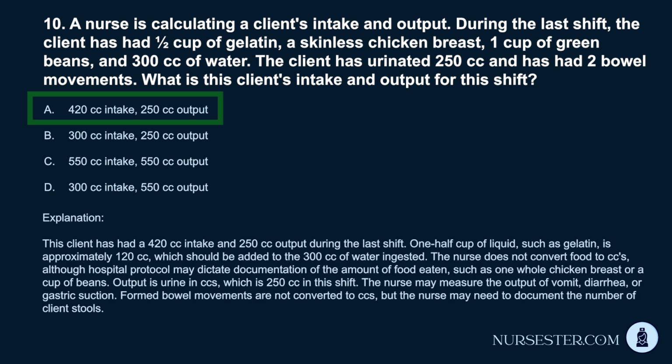This client has had a 420 cubic centimeters intake and 250 cubic centimeters output during the last shift. Half a cup of liquid, such as gelatin, is approximately 120 cubic centimeters, which should be added to the 300 cubic centimeters of water ingested. The nurse does not convert food to cc's, although hospital protocol may dictate documentation of the amount of food eaten, such as 1 whole chicken breast or a cup of beans. Output is urine in cc.